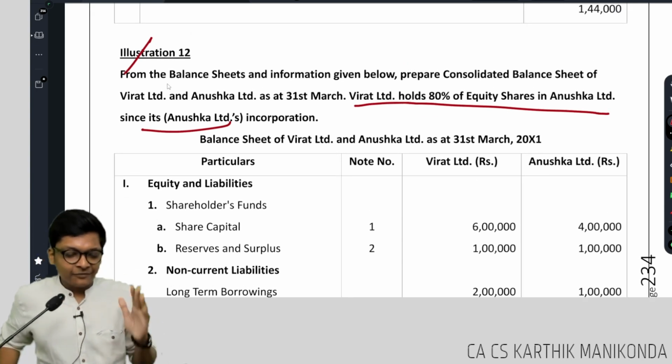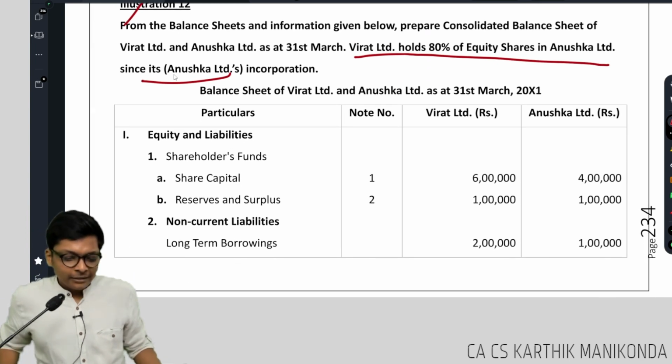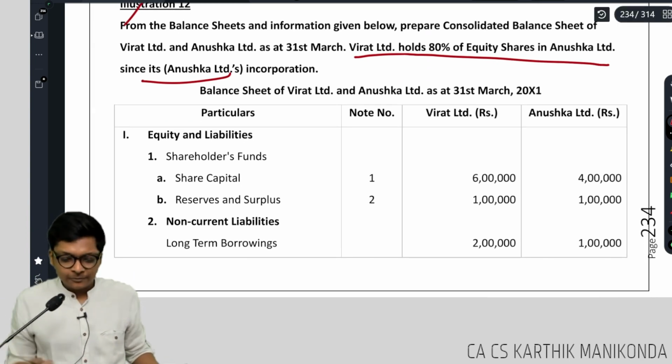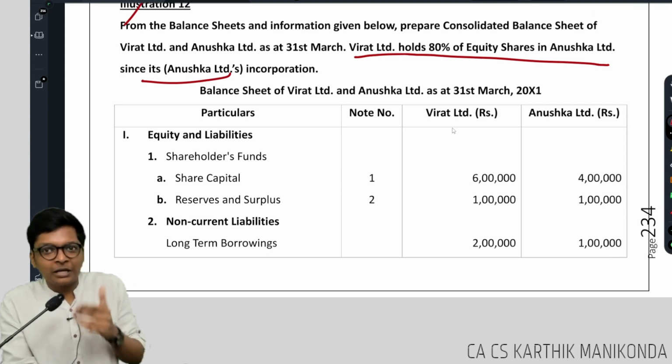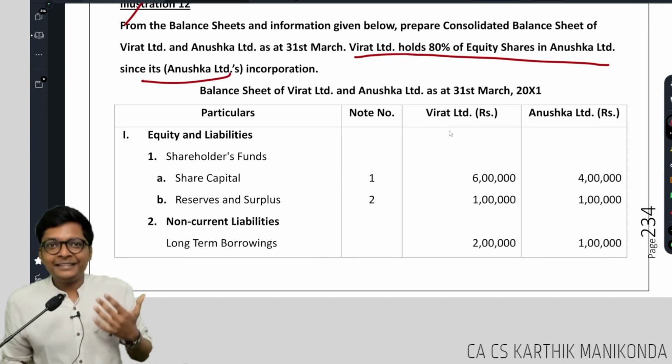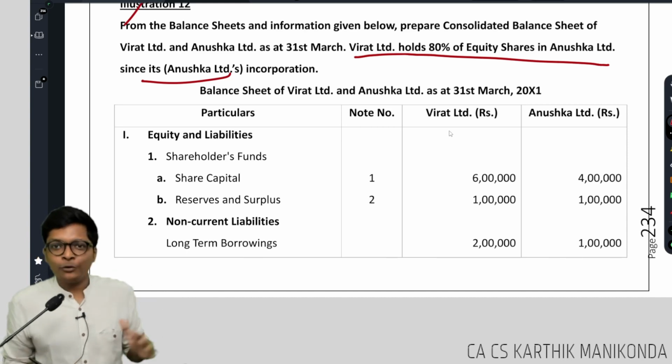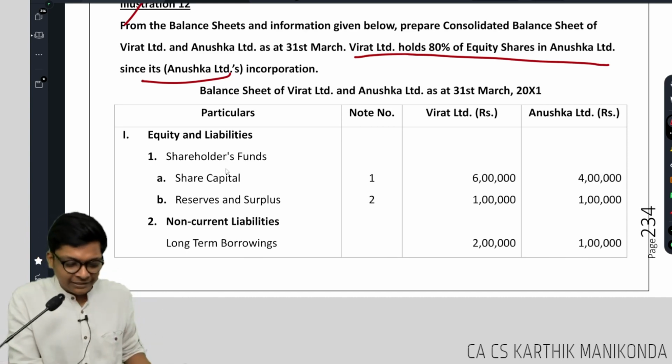From the balance sheet, Virat and Anushka is given. They have given the values, guys. Who is the holding? Virat. Here also discrimination. Why can't Anushka be holding? Look how I say, the person who typed, he gave Virat holding. Why can't Anushka? I don't know. I don't understand why they did it like this.